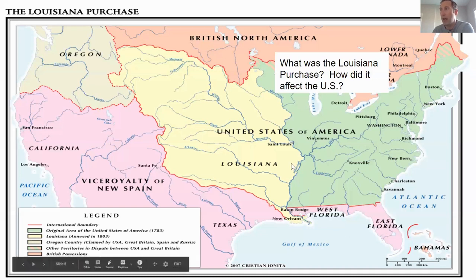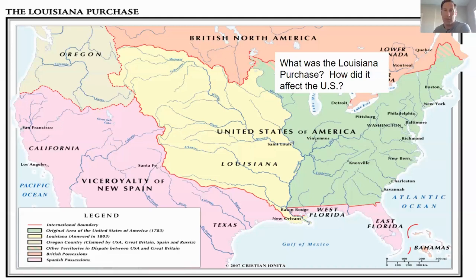And this is going to add land for the United States, which is important. Jefferson, who's the president at the time, wants this because it expands the possibility of Jeffersonian democracy continuing, which is the idea that America will be built on the small yeoman farmer.